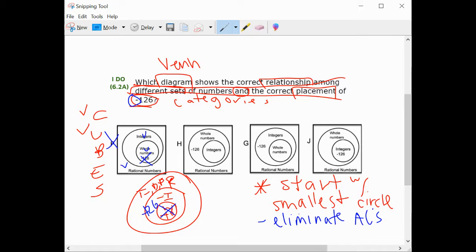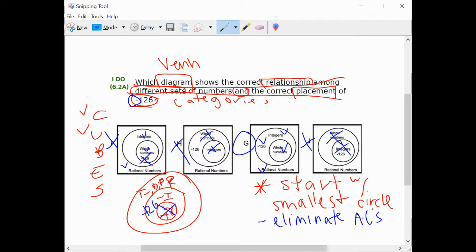Let's move to H. I see, it looks like they mixed up integers and whole numbers. So that's wrong. G puts whole numbers, integers, and rational numbers. That looks good. And where's that 126? In the integer category. Let me circle that, but let's just check J to make sure. That one has integers in the middle, so we know that's wrong already.